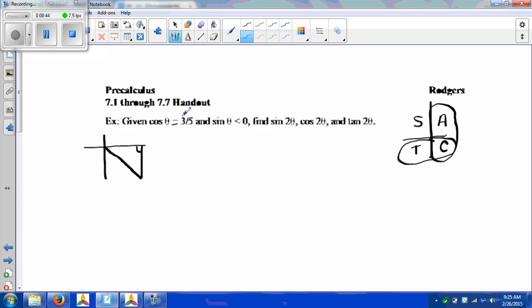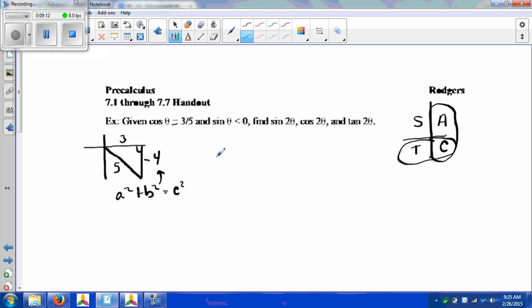And I'm going to label it adjacent and hypotenuse. So then that's adjacent over hypotenuse, so that would have to be a -4. Alright, and that was using a squared plus b squared equals c squared. And that's how I found that 4. Okay, and then it was down, so I put a negative.